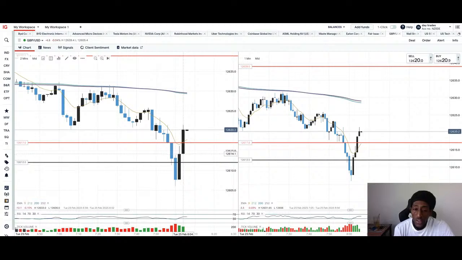I don't know if it's just going to keep going. I want it to come back. My stop loss is only 5 pips, so I've got to be a little bit careful. I need something to hold my stop loss.